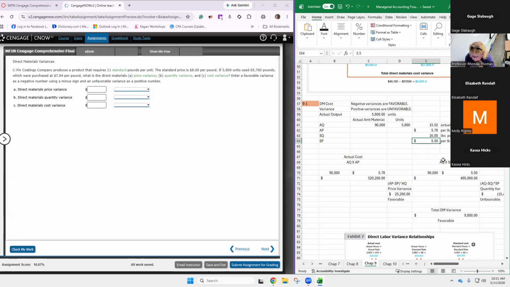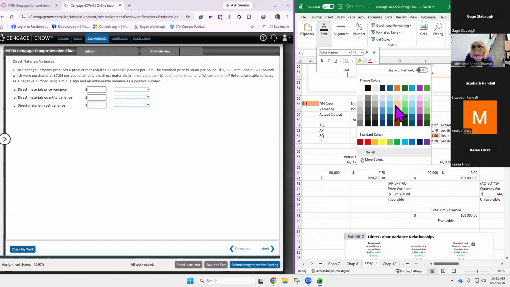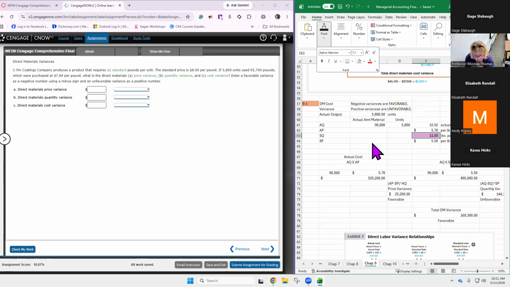I'm over here and I've got SQ. Now, per unit, I've got things per unit here, but I've also got a place to put in some volume. So how many units standard wise? It takes 11 pounds per unit. So I've put that in, and it's up to you, but so I know that I have looked at it, I'm going to color it purple when I know. The standard price per pound is $8 for mine. So I'm going to put $8 here.